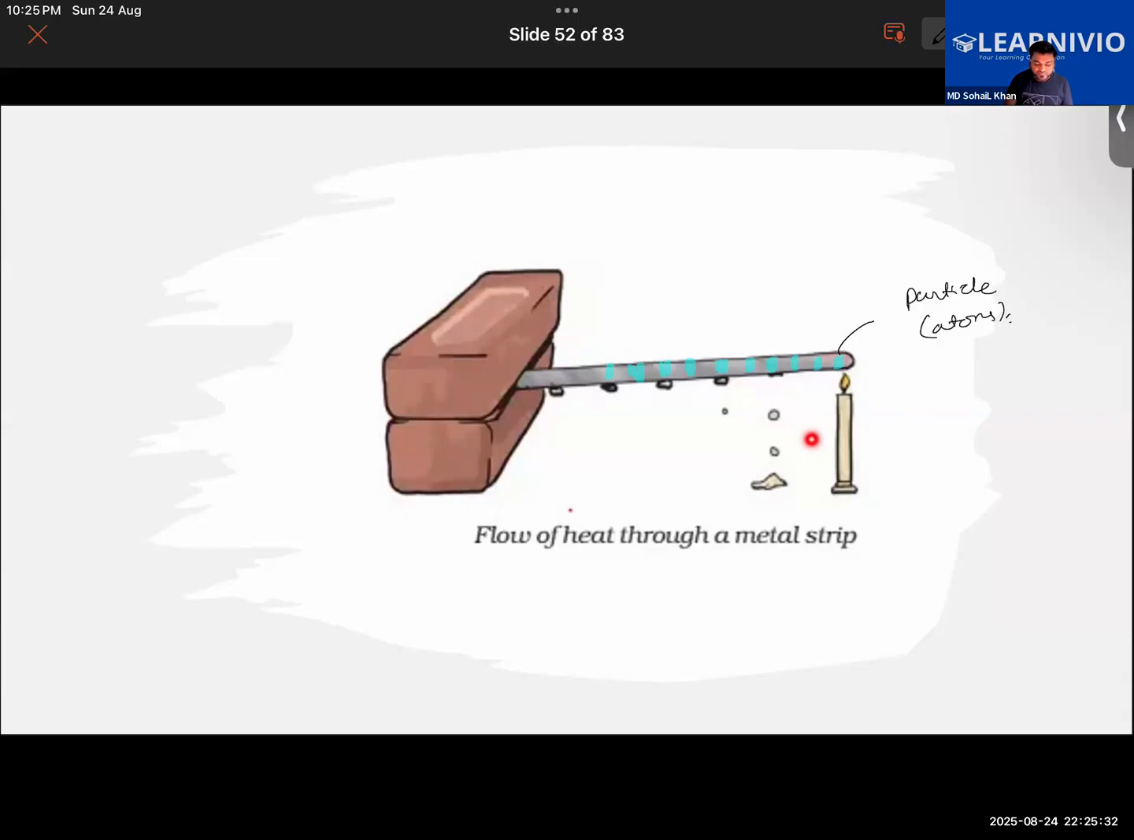Getting it now? So what is going to happen as we heat this end of the rod? The particles or the atoms are going to vibrate. They will move only a short distance, like they're going to vibrate. And they will bump into one another. Okay? Like this atom over, sorry, what happened to this?